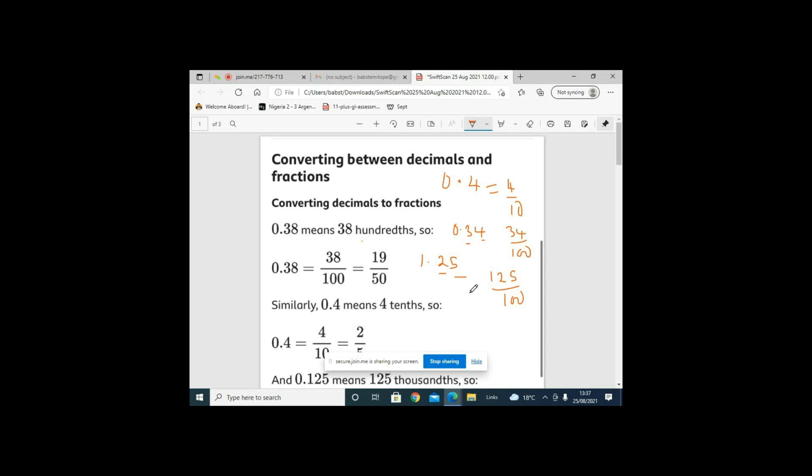Any question on this one? So why is it 125? Because you have 2 decimals here. Can you see? When you have 2 decimals, that means it's 100. So that's why it's 125 over 100. If you divide 125 by 100, you'll be getting 1.25. So this one is straightforward.